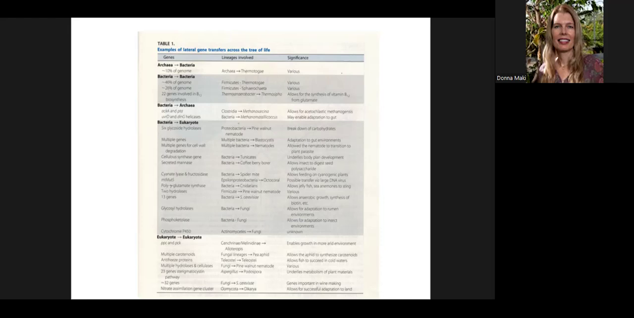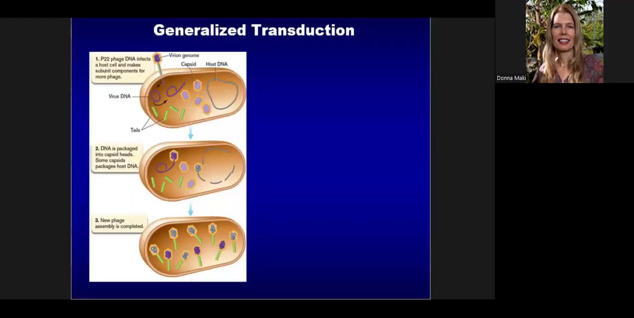Metal especially. Okay. Here's another technique that can be used. And there's actually 2 versions of transduction. There's generalized and specialized. So this one is the most complicated because you have a middle player in the game. You have 2 bacteria plus a virus.